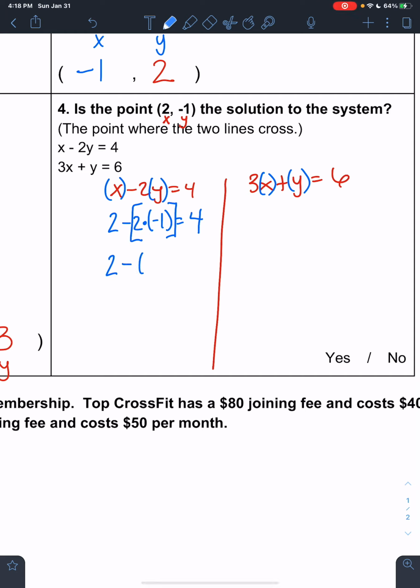Now, I'm going back to this one here and deciding that maybe I messed myself up here with my brackets. So let's try again. So this is saying 2 minus 2 times -1. I want to do this operation first. So -2 times -1 is +2. I'm still getting +4. And my graph is still not showing that 2, -1 is on that line. 2 minus 2y, 3x plus y. The equations are matching.